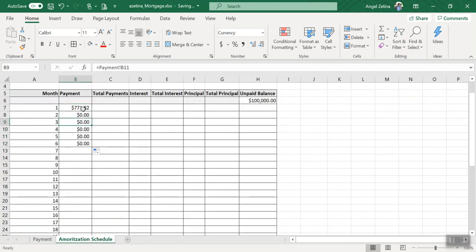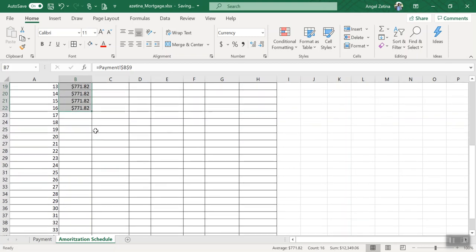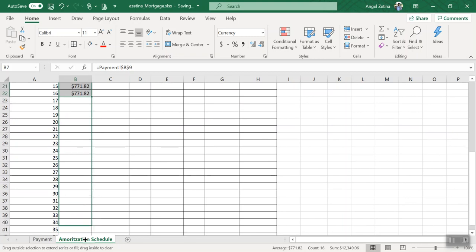So what we need to do is make this cell absolute by pressing F4 or adding a $ sign in front of the V and in front of the 9. What does absolute mean? It means that it won't change in value. So when I drag down, you'll notice that the 771.82 will be copied throughout. So let's continue dragging down until we reach B42.